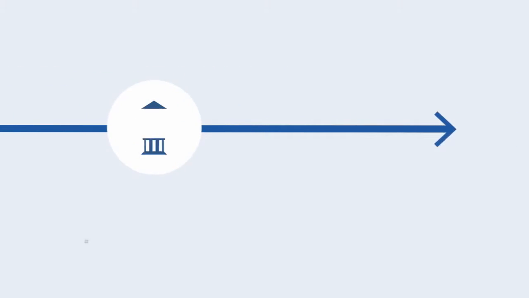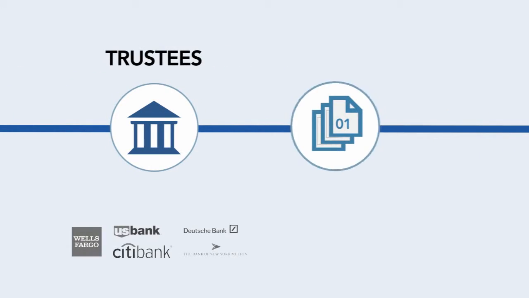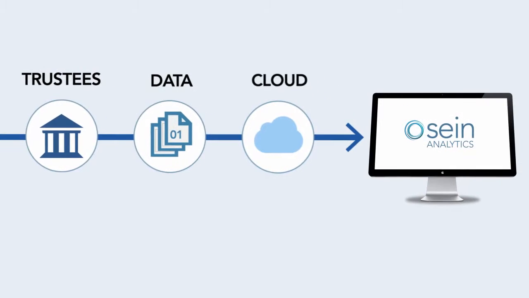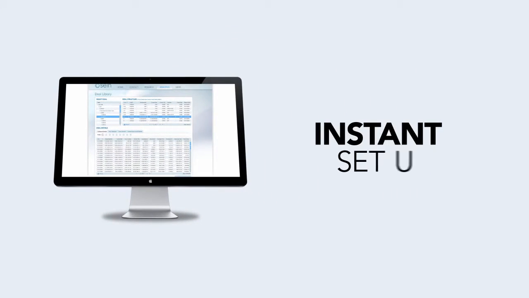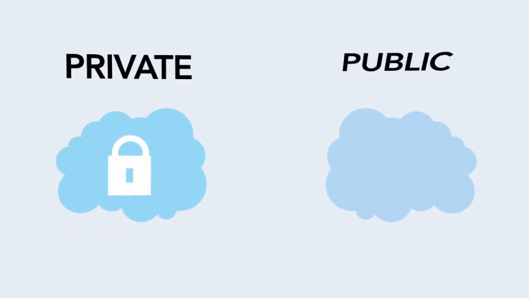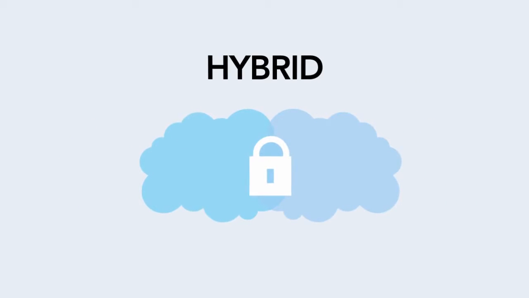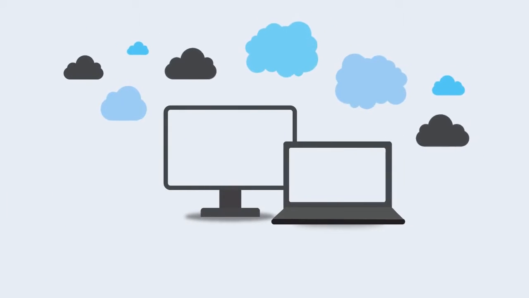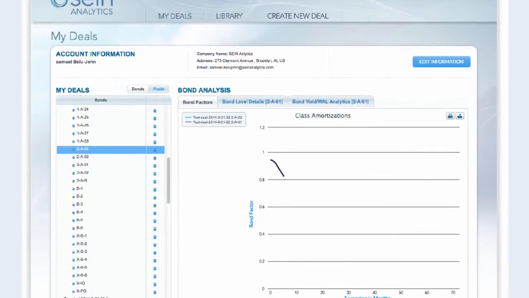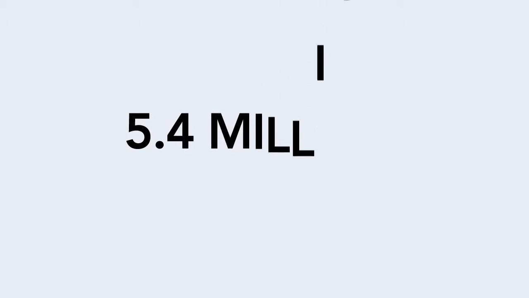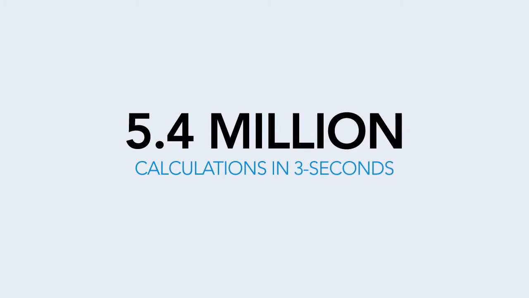SEIN provides clean data from leading trustees of asset-backed securities that is stored in the cloud, providing direct and up-to-date access to loan-level and deal-level information. Our platform can be instantly set up and deployed on a private, public, or hybrid cloud to ensure security. Plus, you only pay for what you use, and it's scalable and mobile. SEIN incorporates many leading web technologies to enable our platform to process 5.4 million calculations in 3 seconds.